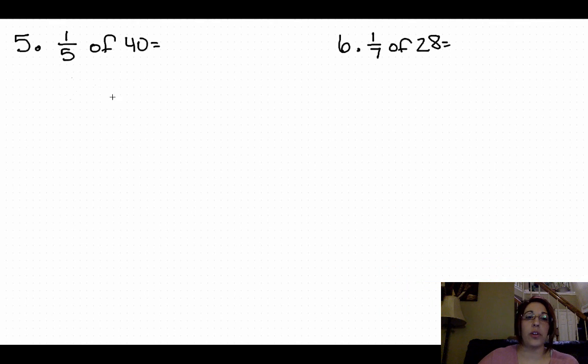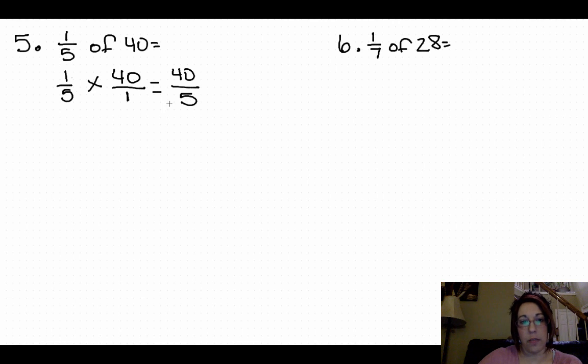Welcome back. Let's go ahead and look at your work on these problems. So 1/5 is also always a fraction there. We have of, which means multiply, and then 40 we need to turn into a fraction, 40 over 1. We multiply across, so 1 times 40 is 40. 5 times 1 is 5. It is improper. So 40 divided by 5 is 8. 40/5 equals the number 8.